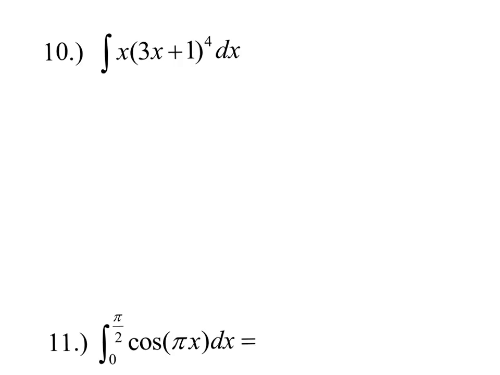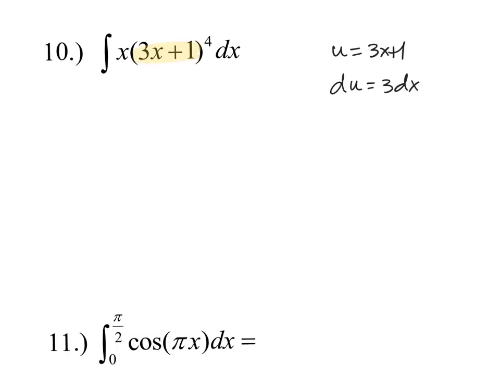So number 10 gets a little bit more interesting. I think by now you know what you want to choose for u. It's this inner function of 3x plus 1. So let's let u be 3x plus 1. Then du would be 3dx. So when we go to make replacements, we can replace the 3x plus 1. That's going to be replaced with u, okay?